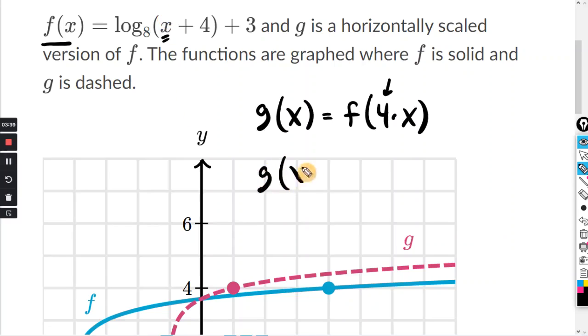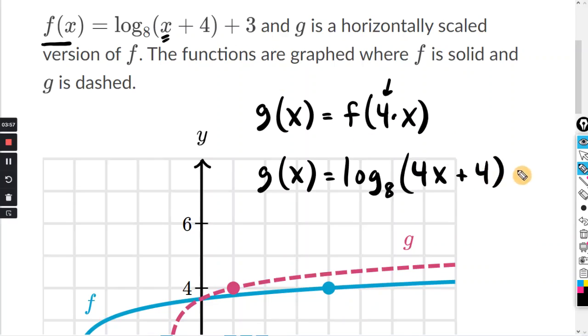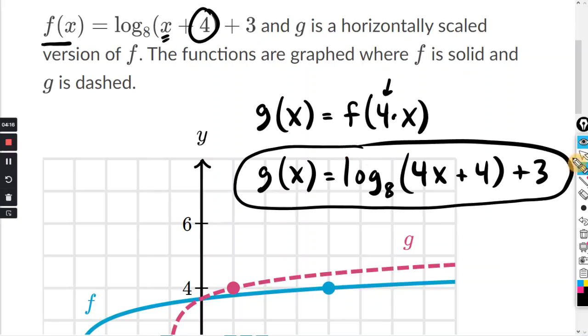So g of x is going to equal log base 8. And the x gets multiplied by 4. So it's going to be 4x plus 4. And then plus 3. That's it. Please don't distribute the 4 to both terms. If you multiply this by 4, that is going to shift the function left or right. That's not what we want to do. So this right here is the final answer.